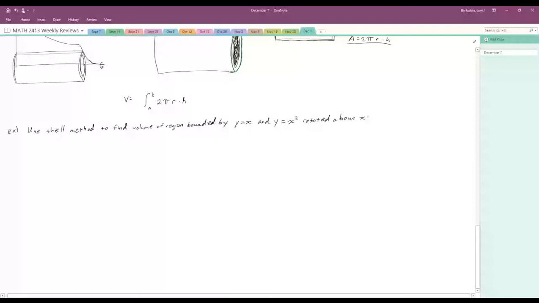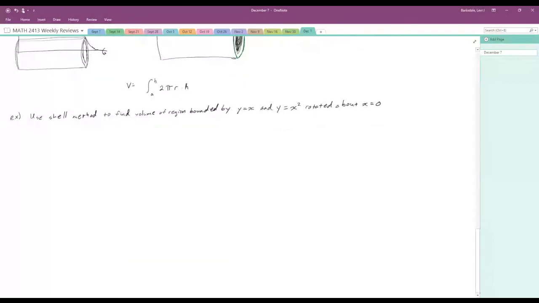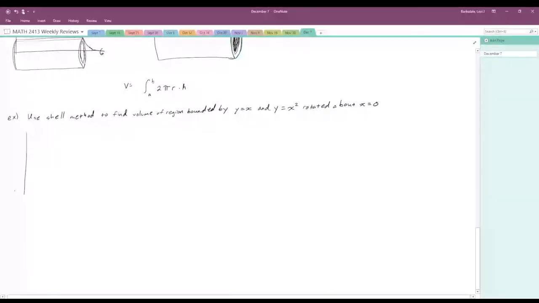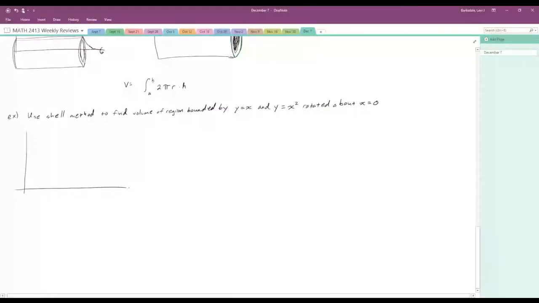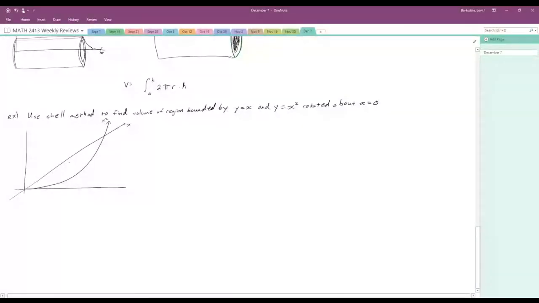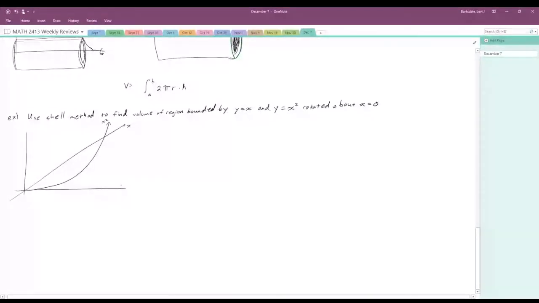All right, use the shell method to find the volume of the region bounded by y equals x and y equals x squared, rotated about the x-axis for x greater than or equal to 0. Again, I'm going to start by drawing a graph. Here's my curve y equals x. Here's my curve y equals x squared. And this is the region that I'm interested in. I'm rotating it around the x-axis like so.